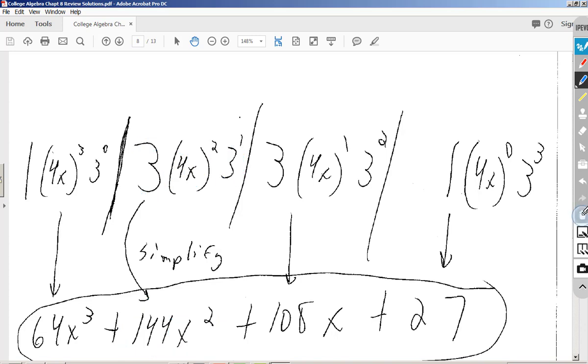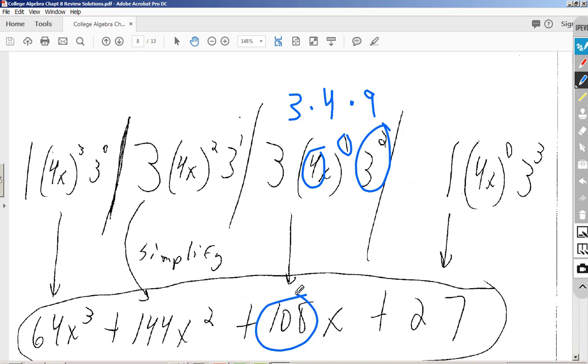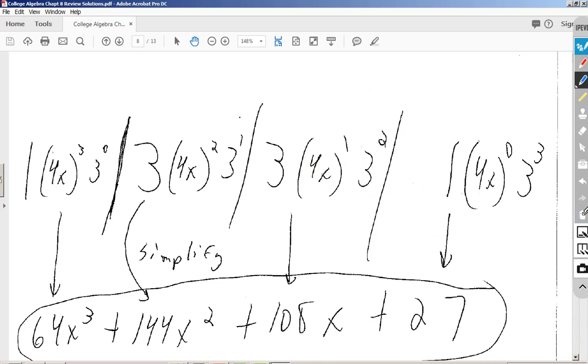Now on my next term, here I've got 4 to the first, which is 4. I've got 3 to the second, which is 9. And I still have my 3. I've got 3 times 4 is 12. And 12 times 9 is going to be this 108. And then notice I still have my x to the first.